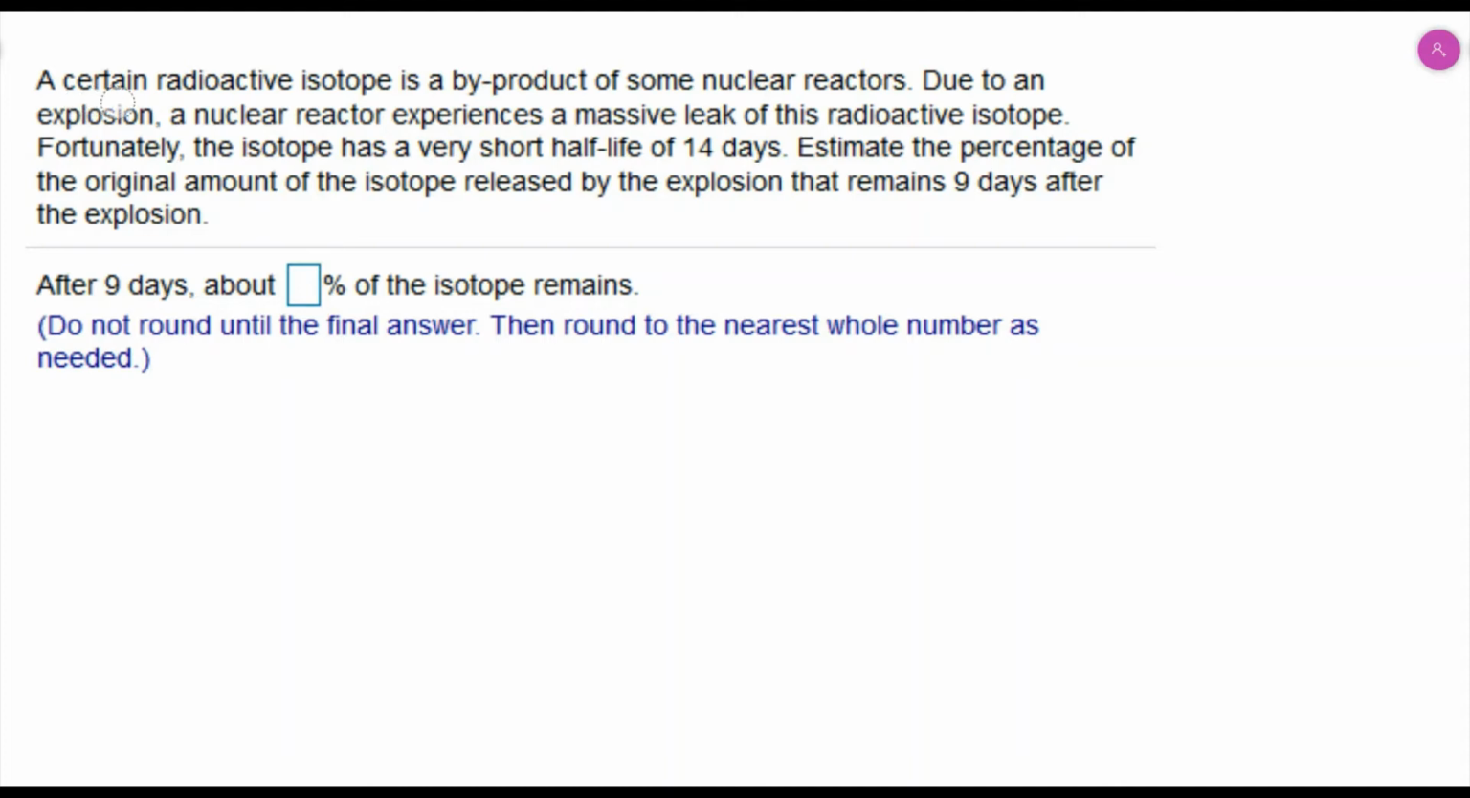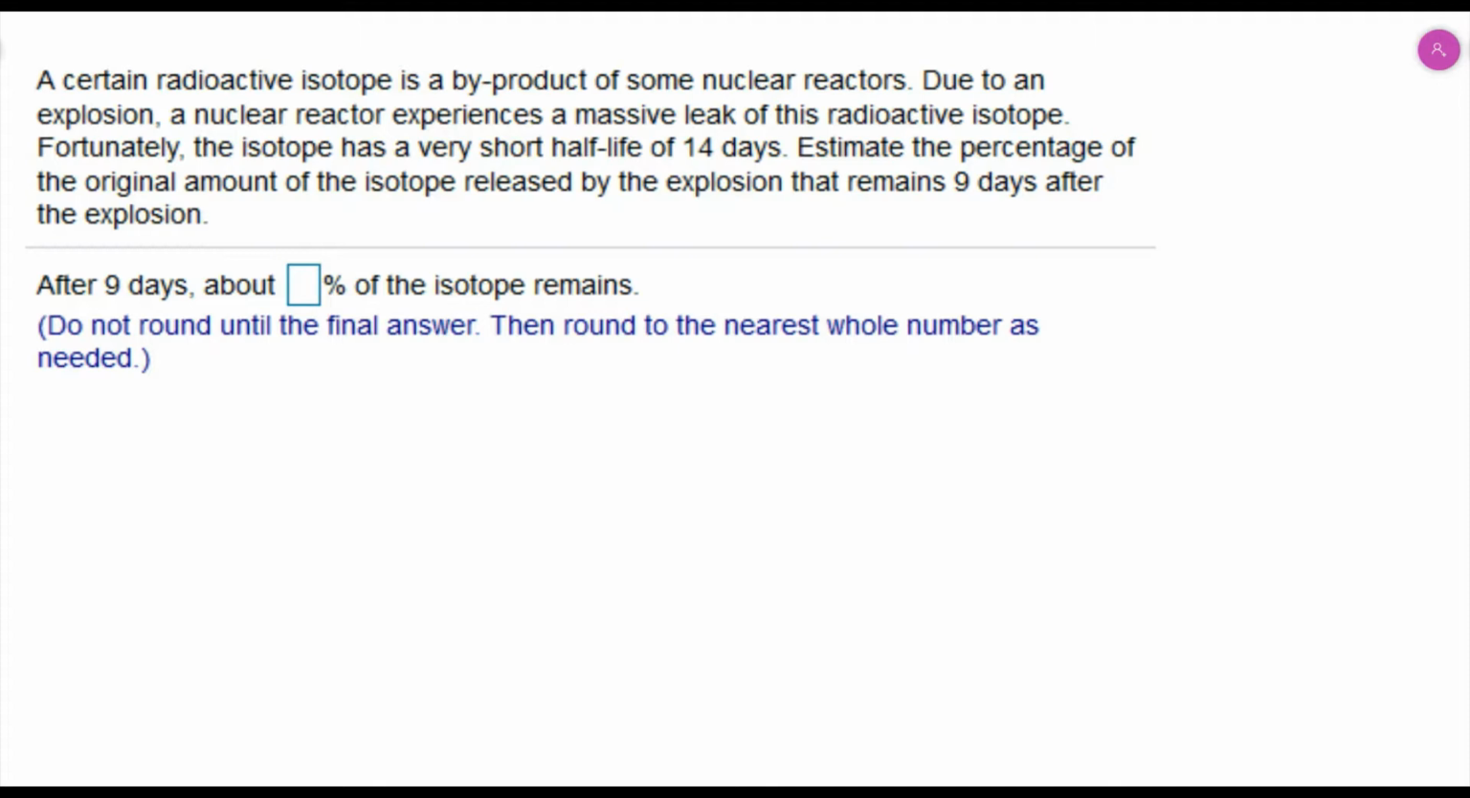This question says a certain radioactive isotope is a byproduct of some nuclear reactors. Due to an explosion, a nuclear reactor experiences a massive leak of this radioactive isotope. Fortunately, this isotope has a very short half-life of 14 days. Estimate the percentage of the original amount of this isotope released by the explosion that remains 9 days after the explosion. Now that's a lot of information to take in.